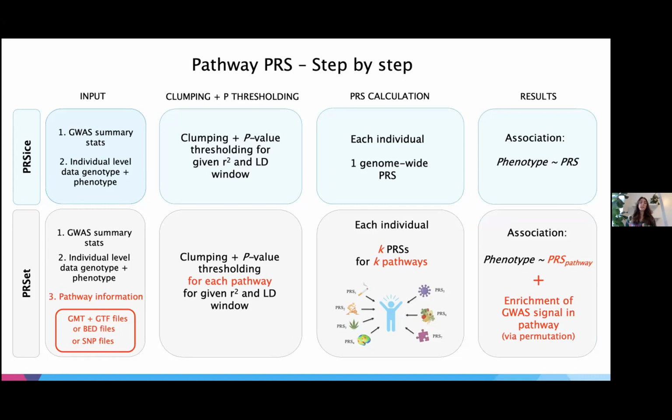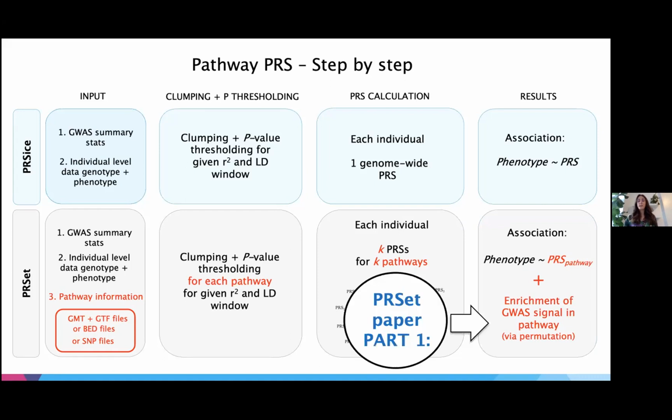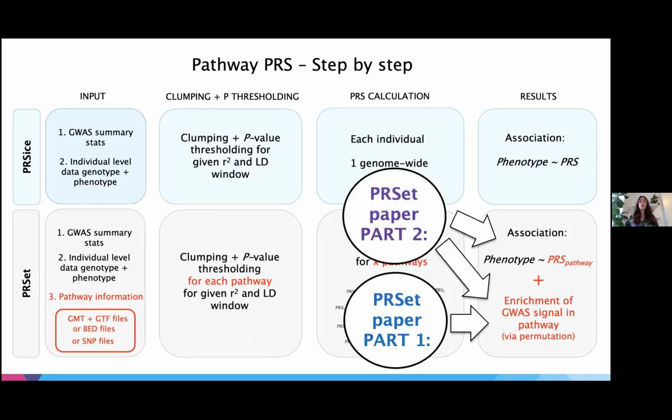And I am gonna present these two parts also separately here. So the PRSet paper part one is a bit more focused on the enrichment results of GWAS signal, whereas the second part is using both results, the association and also the enrichment. So first I will present part one, then I will stop. And then you're free to ask questions about that part, and then we can continue to the second part.